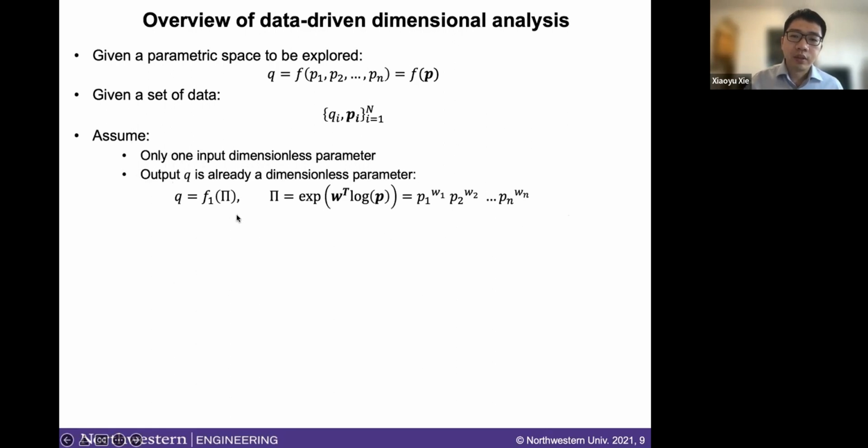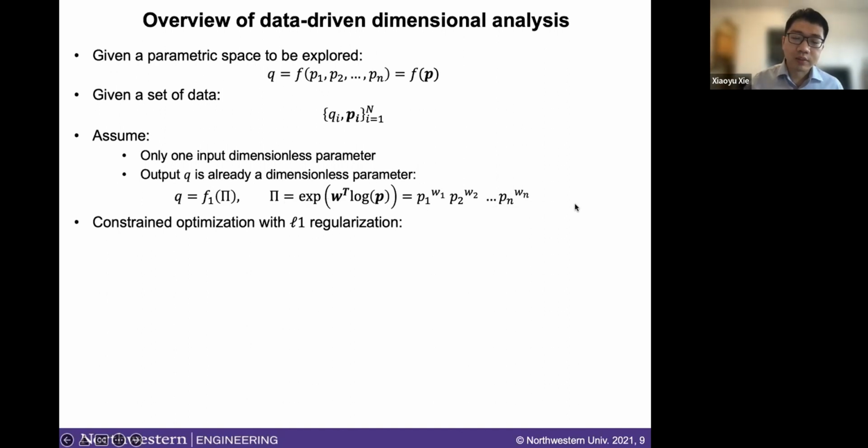So the problem is we try to find Q equal to F1 of pi, and we try to find pi and F1. F1 is a representation. And for each pi, it is actually a power law, and we try to find the power index for each parameter.